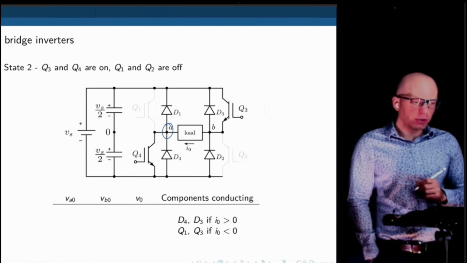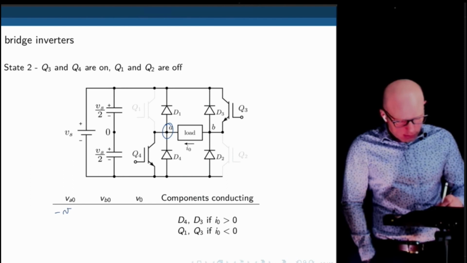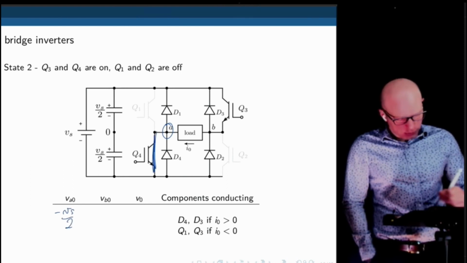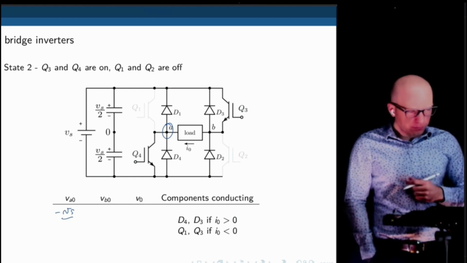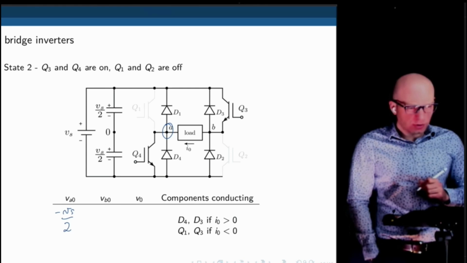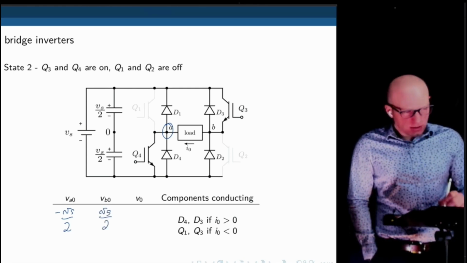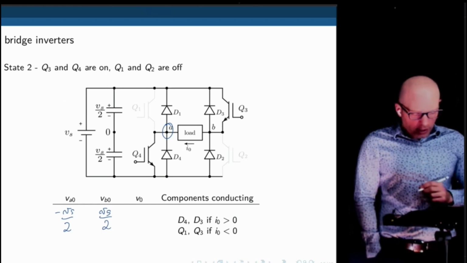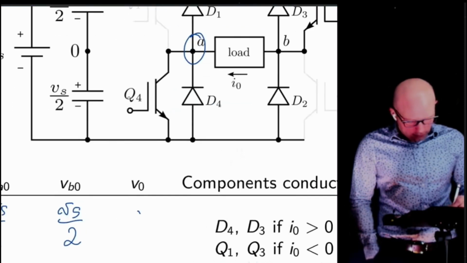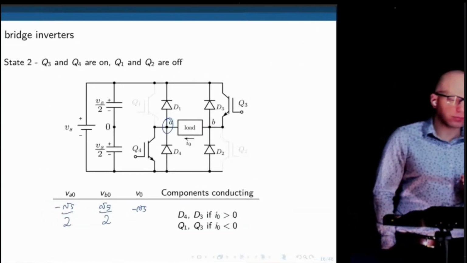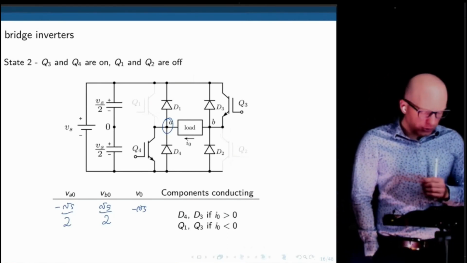What is the voltage at point A? If Q4 is on, it is exactly negative VS over 2, because it is connected to the low potential there. What is the voltage at B? It's positive VS over 2, right? And now when you go VA minus VB, what is the result? It is negative VS. So that's the operation of a full bridge.